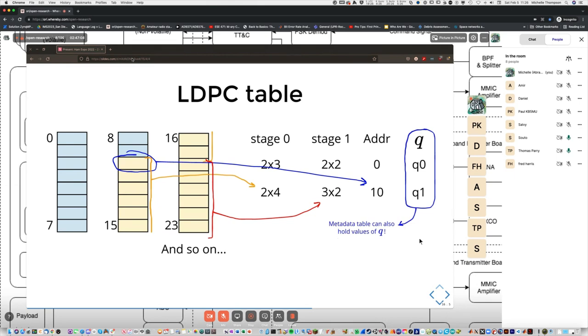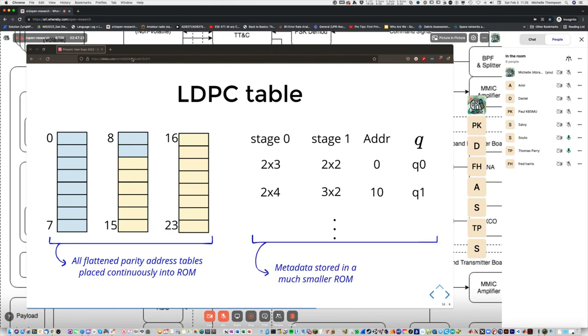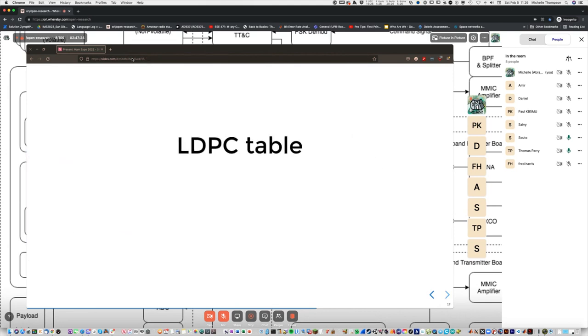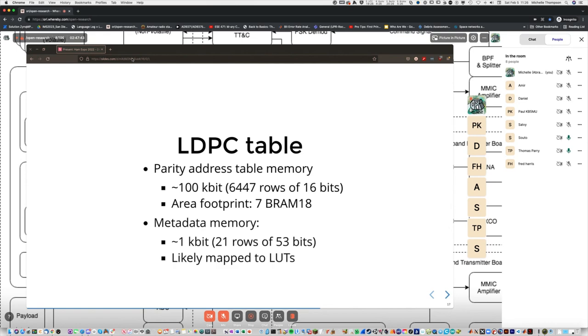to unroll the table, we also need the values of Q. And so they fit naturally in the metadata table as well. So in the end, we're going to have all flattened parity address tables placed continuously in one memory, and all the metadata stored in a much smaller memory. And the net result is the parity bit address table memory is around 100 kilobit, and it's going to use 7 block RAM 18s, which is not bad. Devices have hundreds of these. The metadata memory has much lower usage, around 1 kilobit.